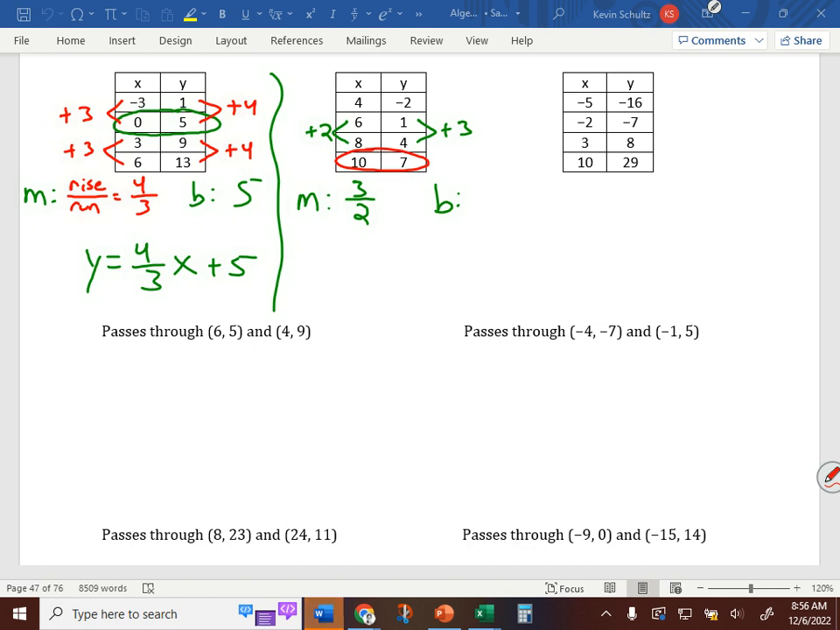So what we do is we go to slope-intercept form. y = mx + b. We're using the y value of 7 taken from the table. We know our m value, our slope, is 3/2. We calculated that. We're using the x value of 10, and we're solving for b.